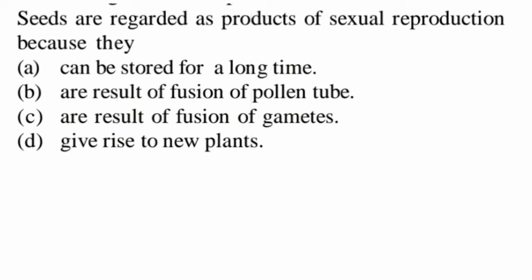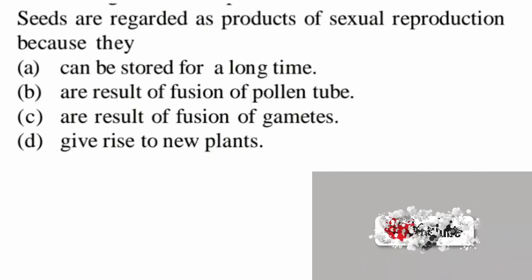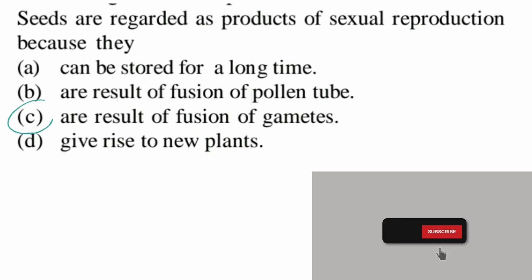We'll see the next question. Seeds are regarded as products of sexual reproduction because they can be stored for a long time, a result of fusion of pollen tube, a result of fusion of gametes, give rise to new plants. We know that seeds are nothing but fertilized ovules, and ovule formation takes place because of the fusion of 2 gametes, male and female gametes. So we need to go with option C, that is correct for this question.